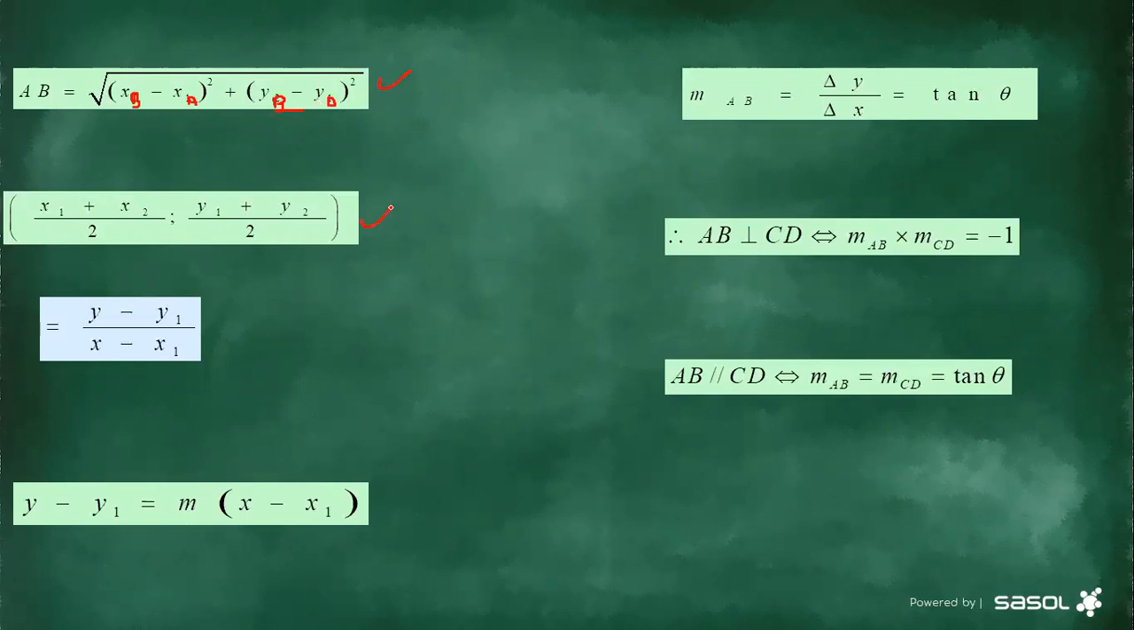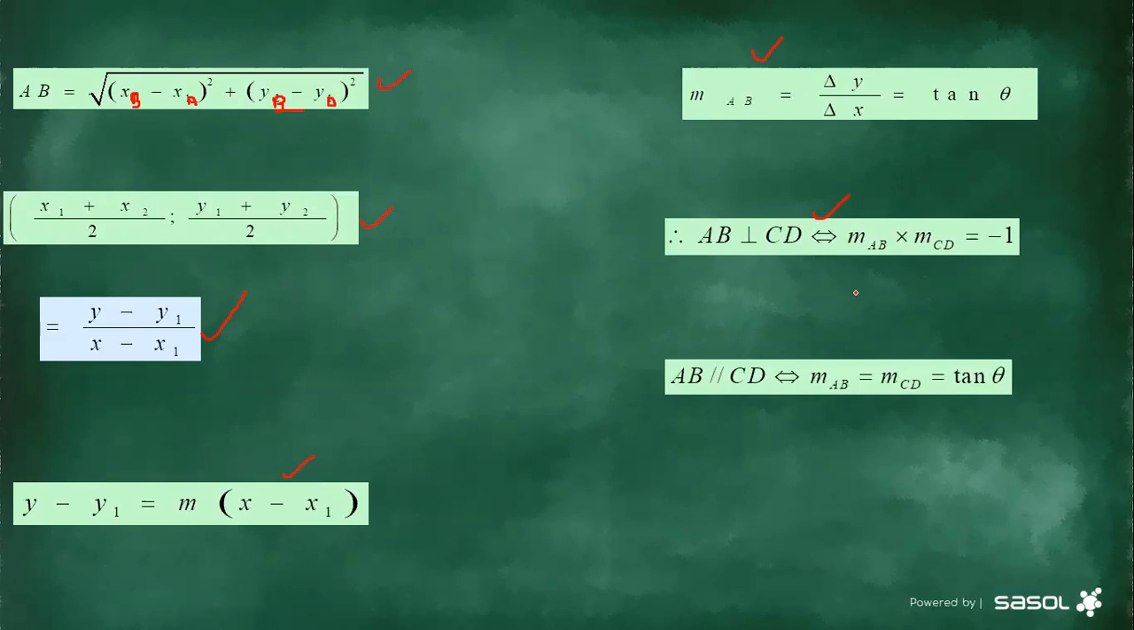All right, and then the second one, when we are calculating the midpoint, this is the formula for the midpoint. And then the third one, when we are calculating the gradient of two points, and then this is the standard equation for calculating the equation of a straight line or a tangent. And then this one is when you're calculating the angle of inclination, where you have tan theta equals the gradient.